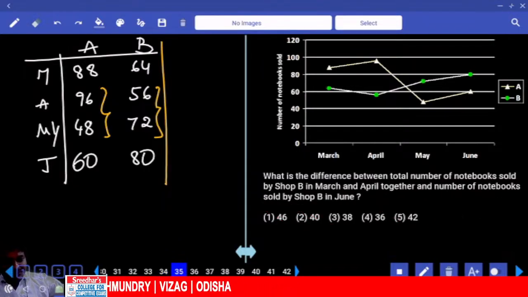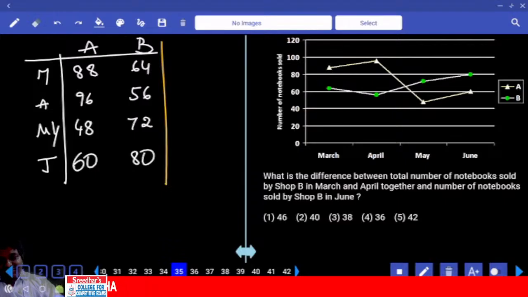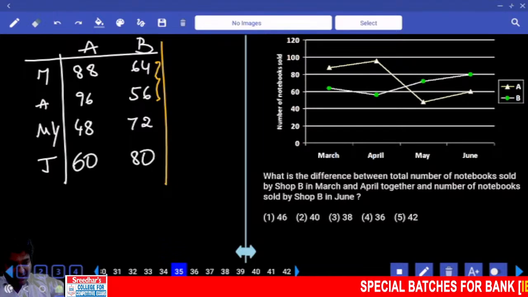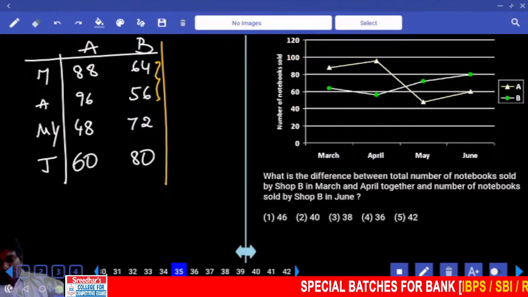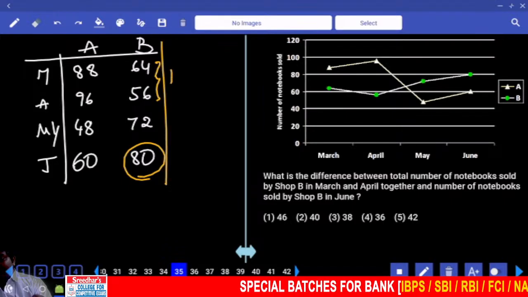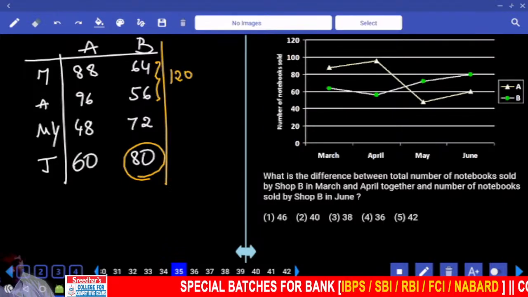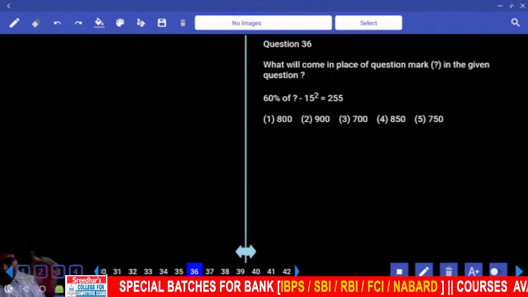What is the difference between total number of notebooks sold by shop B in March and April and the number of notebooks sold by B in June? Sum of these two numbers 120. And number of notebooks sold by B in June, 80. So the difference between 120 and 80 is 40. Right.